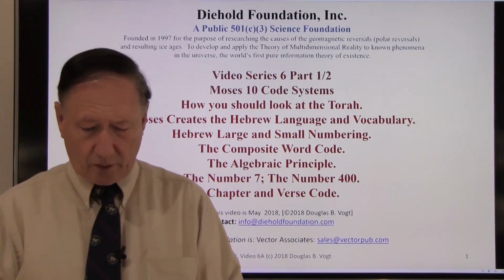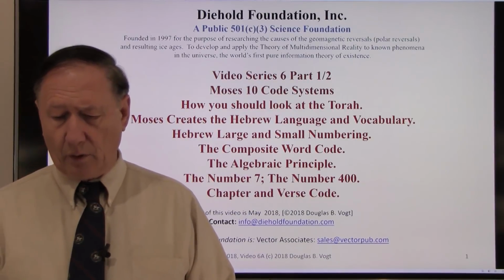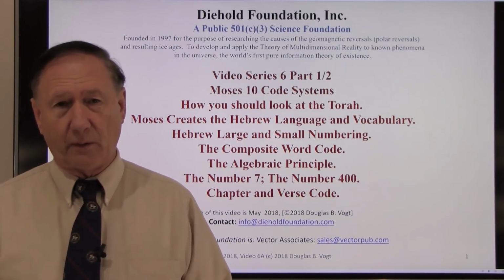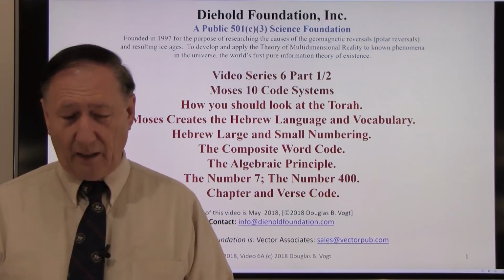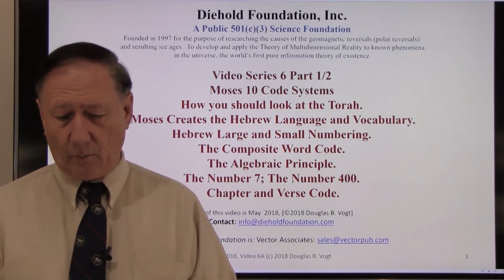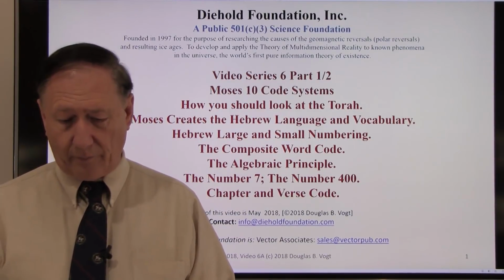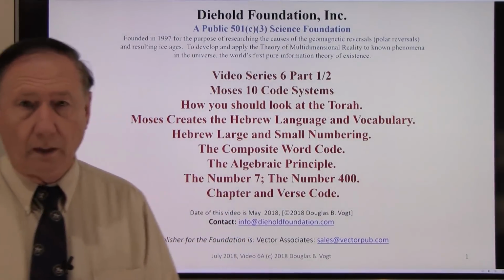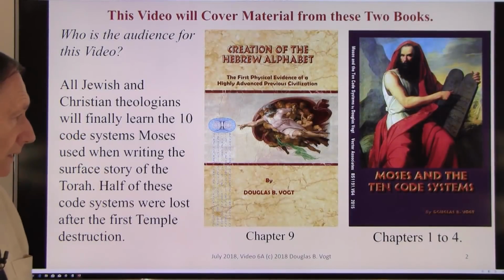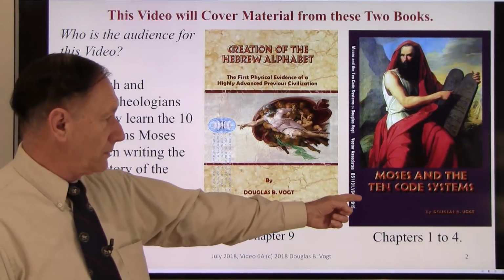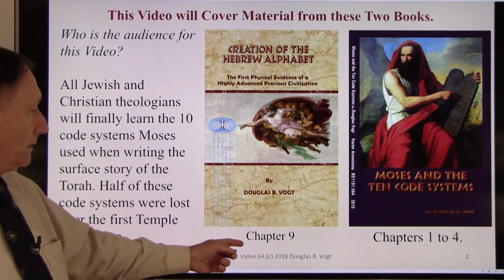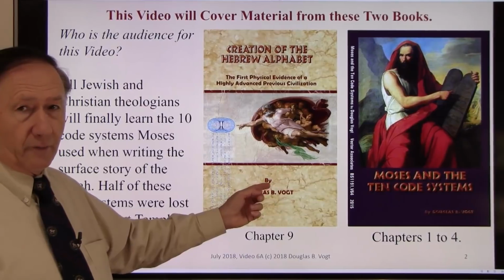Anyway, we'll get started. We're going to cover Hebrew large numbering and small numbering, composite word code, and the algebraic principle of A equals B, B equals C, therefore A equals C, what the number 7 really represents, and what the number 400 represents in front of the chapter and verse code. That was a pretty important one. Okay, we'll start in. I'm going to be teaching from this book. This has all the code systems, chapters 1 through 4. And this one, chapter 9, has some of the information for the codes.